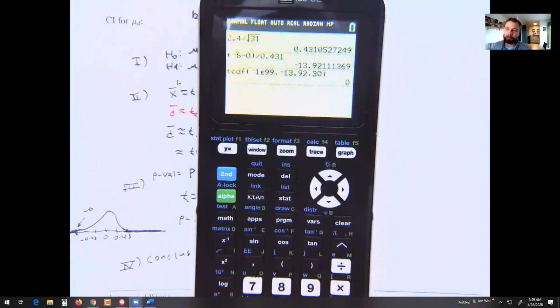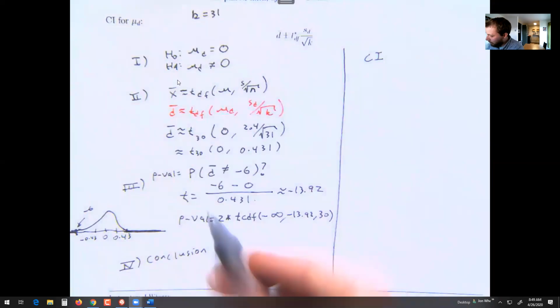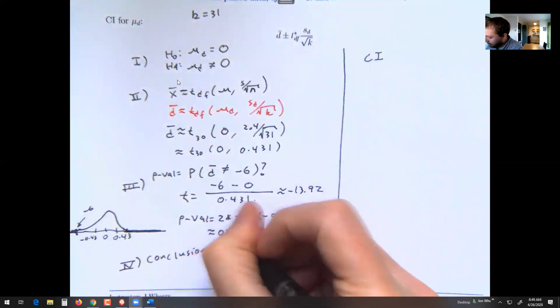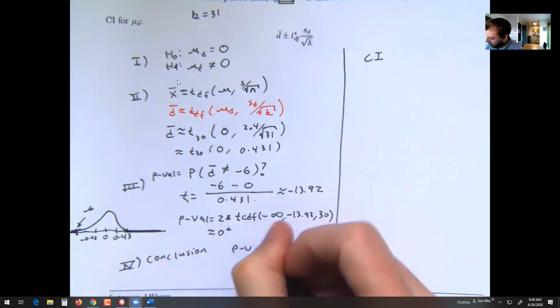0, so small it thinks it's 0. I'm going to multiply this by 2 just because I know I'm supposed to. I still get 0. So my p-value is 0 plus. It's not actually 0. There's still a little bit of area, but it's so small that my calculator can't even detect it.